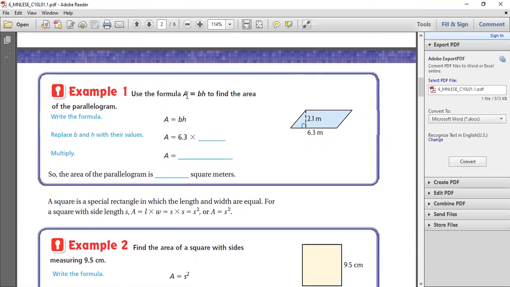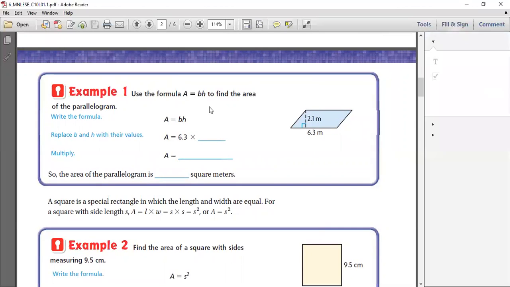Use the formula A is equal to BH, which means B multiplied by H, to find the area of the parallelogram. So we always start by writing the area first. Area is equal to BH. So the base is 6.3, and the height, what's the height going to be for this? The height is going to be 2.1.